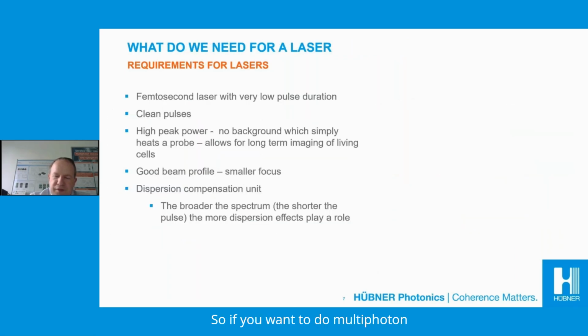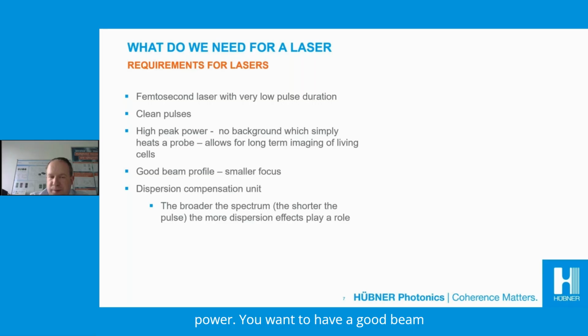So if you want to do multiphoton microscopy, the question is, what are the requirements for the laser? As we have seen, you want a laser with a very short pulse duration. You also want clean pulses. In the end, it's all about peak power. If you have no background, which would simply heat up a probe because of a longer illumination time, the high peak power gives you the opportunity to do long-term imaging of living cells because you can use it with very low average power.